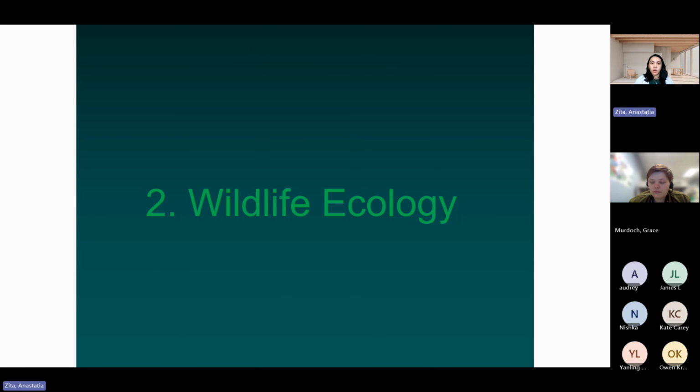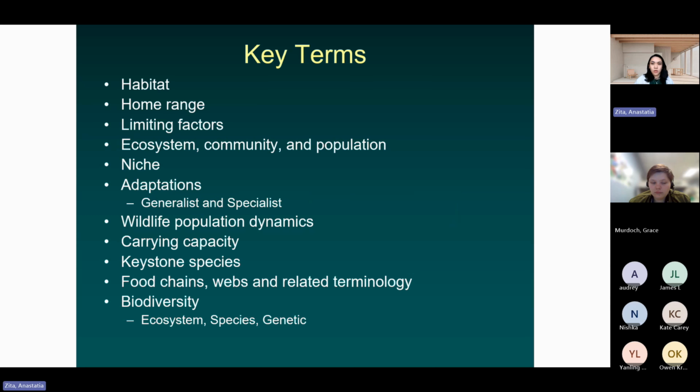Okay. All right, so we are going into wildlife ecology now. We started off with a little more narrow of a lens, and now we're going to move to broader topics as we go on. So here are some key terms we'll be talking about, but I believe this presentation will be given to you guys to study from as well, I think.